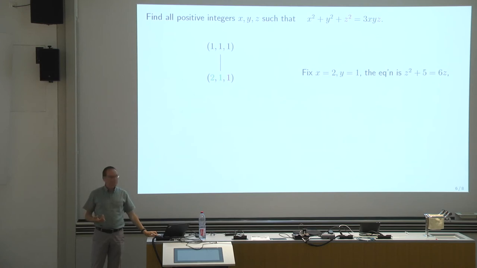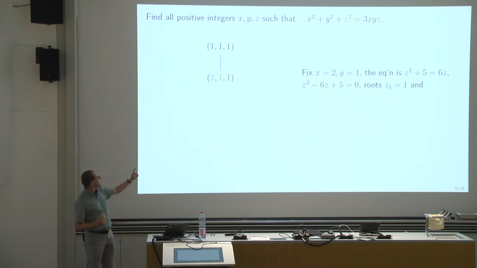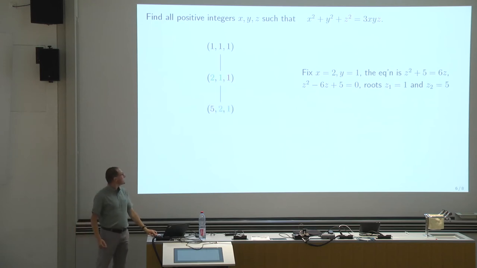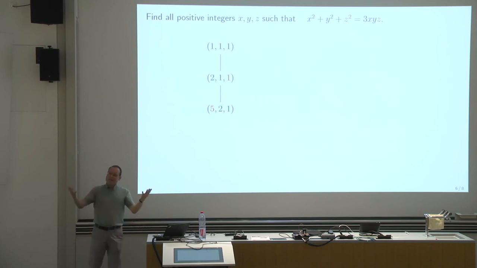That's the equation. Bring everything to the left. 1 root will be 2. 1 root will be 1. You know that one of the roots will be 1. And the other root will be 5. So you discovered the solution, 5, 2, 1. That's what we did before. Okay, now, let's find further solutions. Yes?